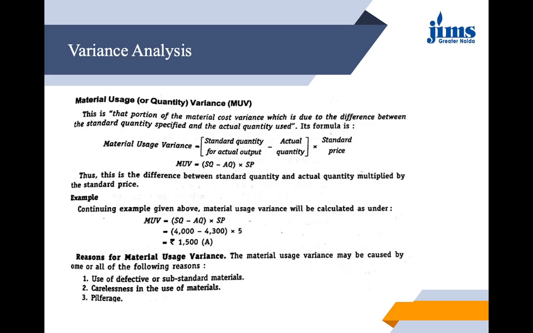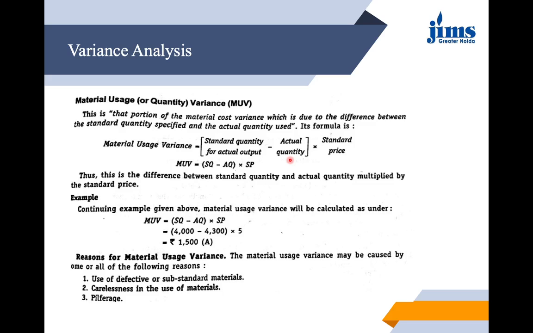So the formula would somewhat look like: material usage variance would be equal to standard quantity for actual output minus the actual quantity, into the standard price. Okay. So thus this is the difference between the standard quantity and the actual quantity which is multiplied by the standard price. So in the previous example that we did in the previous video, there we did it the same way.